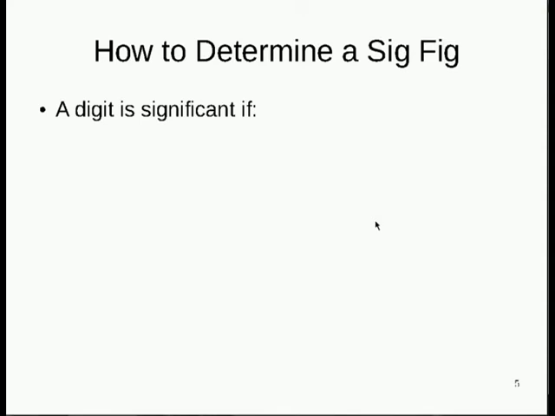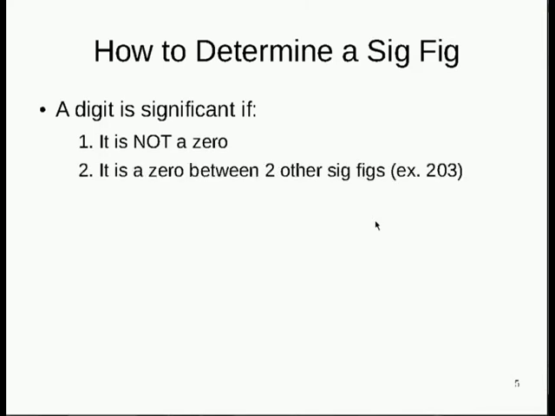So let me give you rules on how to determine what a sig fig is. Now that I've told you really why they matter, it's a little bit easier to understand how to determine if a digit is significant in a number. A digit is significant if it's not a 0. That's easy. So 1 through 9, definitely significant. It's the zeros that are the problem.